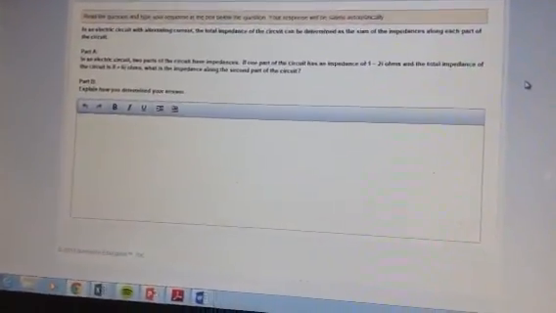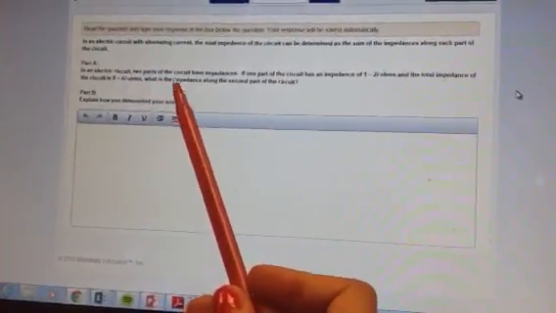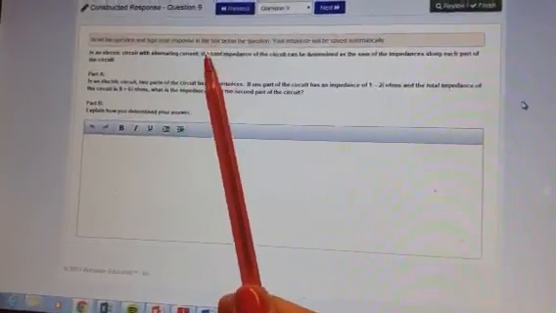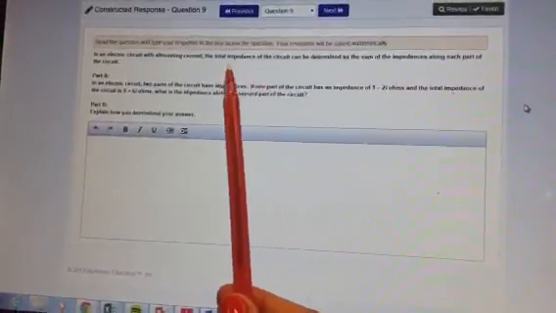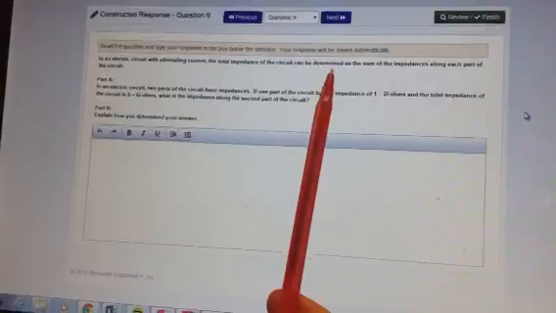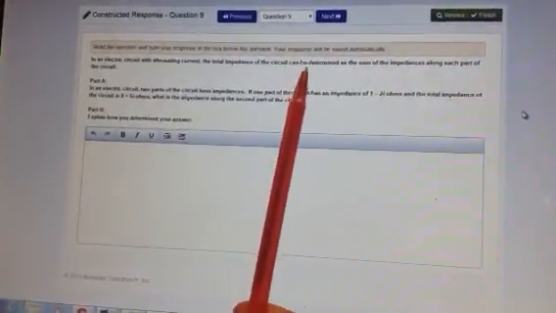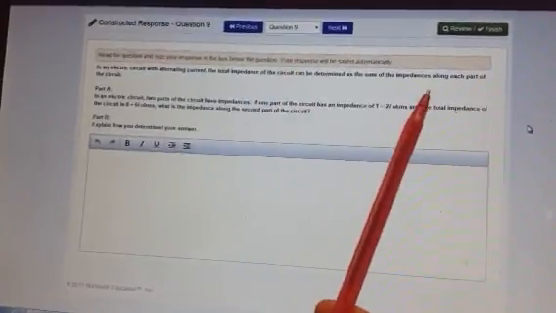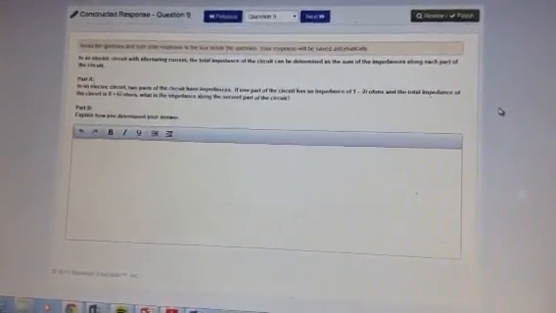Okay, so I know that I'm given a total impedance and that there's two parts of the circuit. Because this is a series circuit, I know it's going to be the sum, and the question gives it to you. The total impedance of the circuit can be determined as the sum of the impedances of each part. So, total impedance equals part 1 plus part 2. So I'm going to write that equation to help us out.